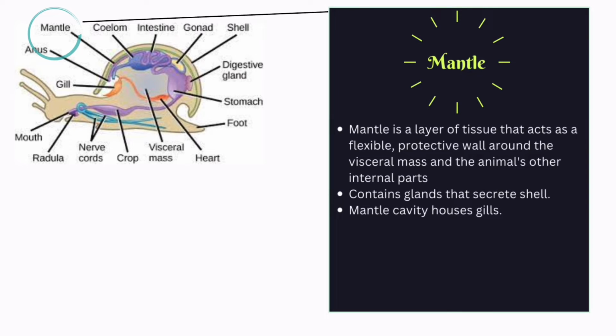The last part we're going to talk about is the mantle. It is a layer of tissue that acts as a flexible protective wall around the visceral mass and the animal's other internal parts. It contains glands that secrete the shell. The mantle cavity houses gills.